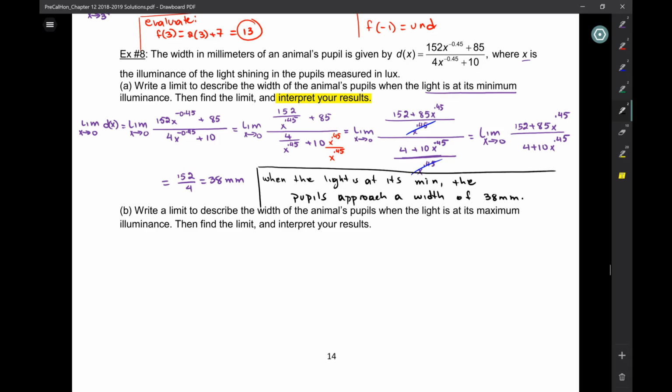The pupils approach a width of 38 millimeters, with proper units. You see that? Okay. Common answers I will find on a quiz or a test. Okay? Here's version 1.